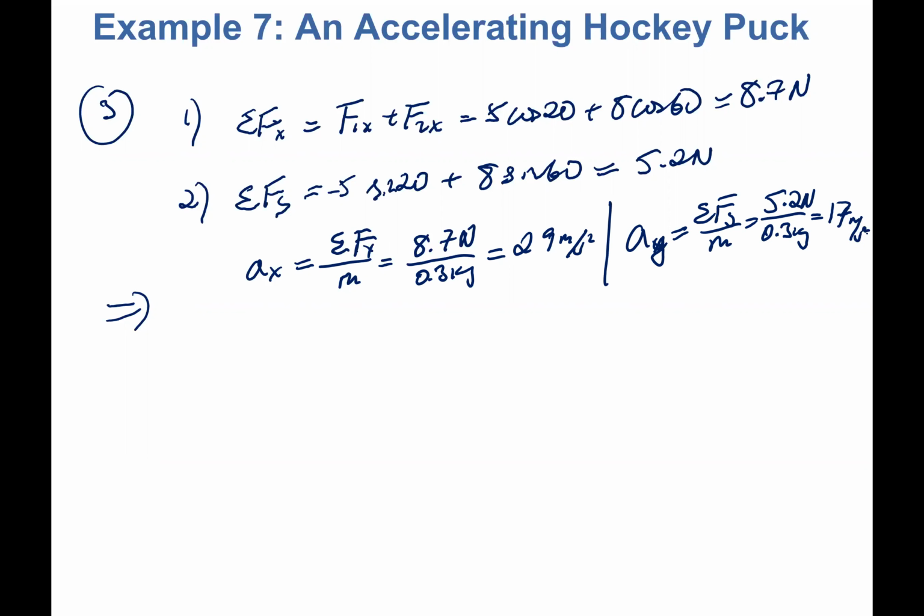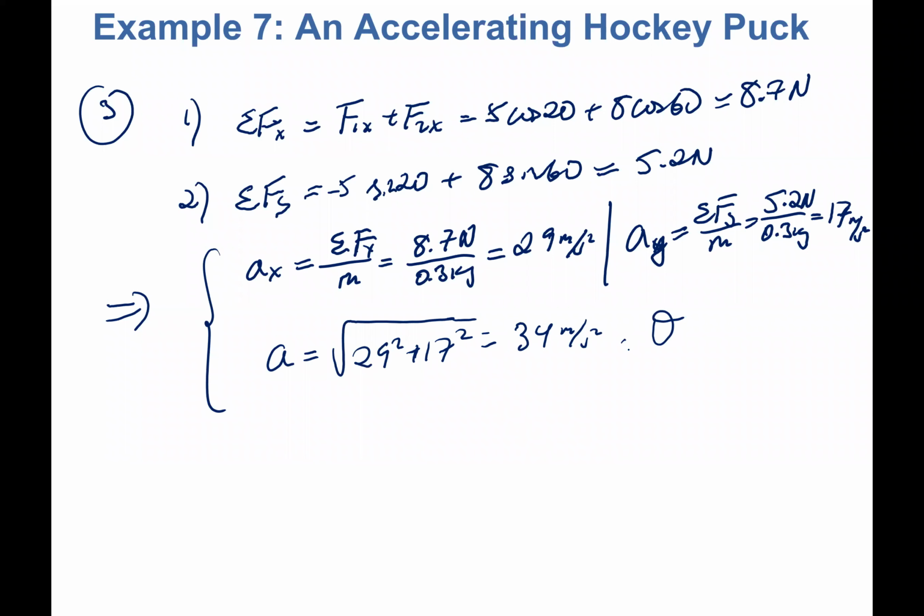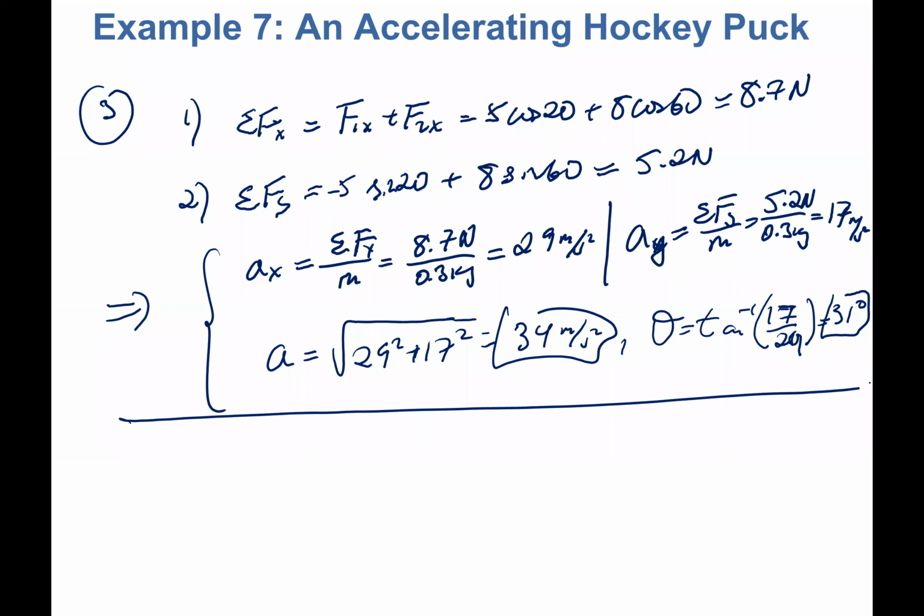And now that I have the components of the acceleration, I can say the acceleration magnitude is the square root of 29 squared plus 17 squared, which is 34 meters per second squared. Then the direction would be the inverse tangent of 17 over 29. This would have given me 31 degrees. All right, so magnitude and direction. That's the first way of doing that. The other one would have been like this.